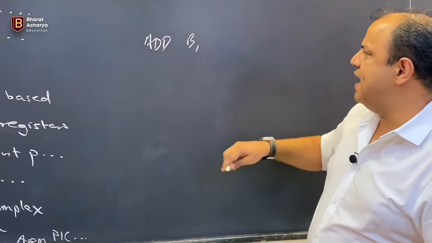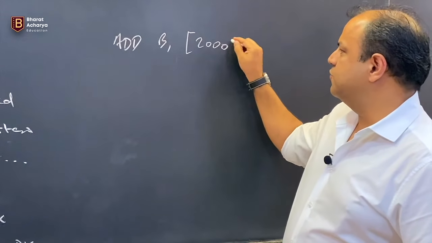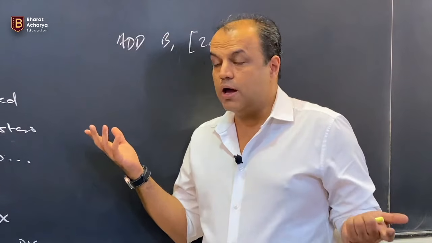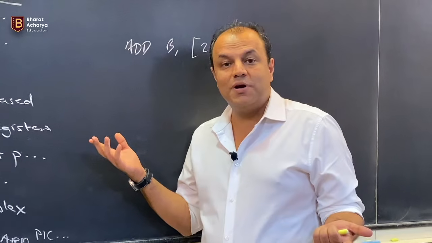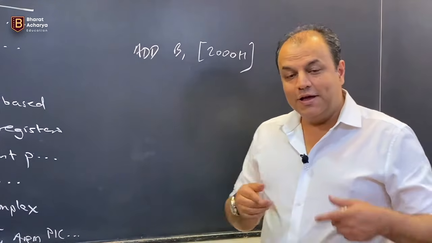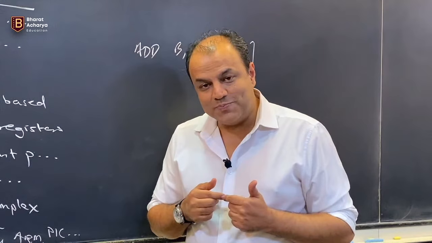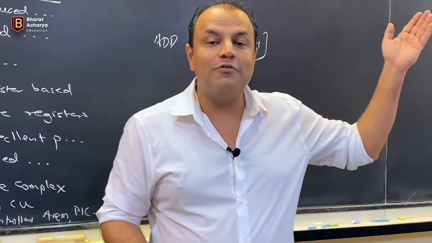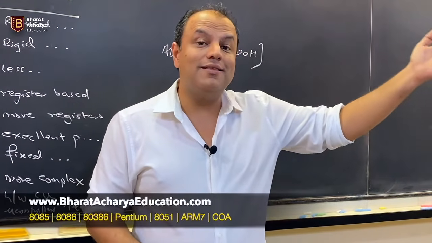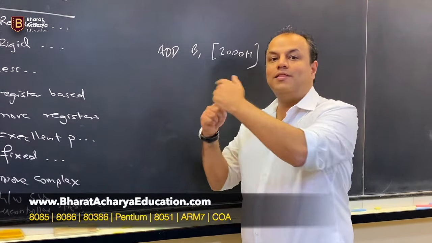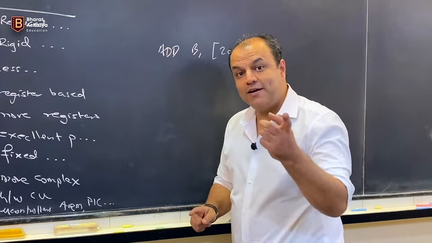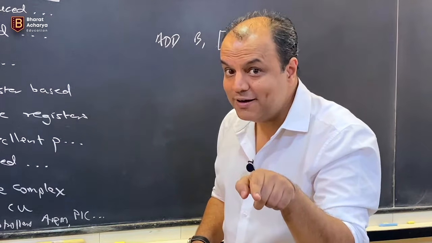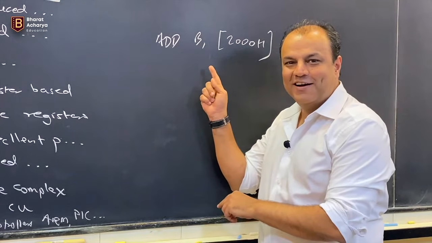But if you say you want to add B with the contents of memory location 2000, this is also add. Ideally this should also take one cycle, but it won't, because inside the processor you have the B register, but you don't have the contents of location 2000 inside the processor. You will have to go to the memory, get the data of location 2000, then add it to B. Do you understand this will take more time to execute? Do you understand this will work slower? But it gives you the flexibility to directly add a memory operand.